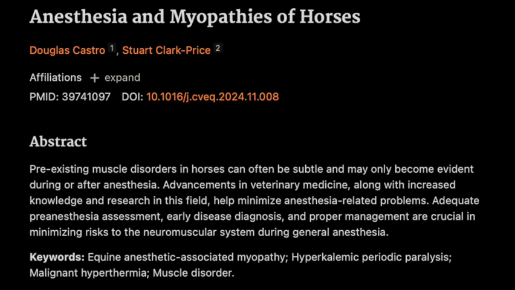EAAM is basically a complication that affects the skeletal muscles. We see it associated with general anesthesia. And though its prevalence has gone down over the years, probably because of improvements in how we manage anesthesia these days, it's still a concern. I can see that. EAAM still accounts for something like 2% of deaths related to anesthesia in horses. And for some procedures, the risk is even higher.